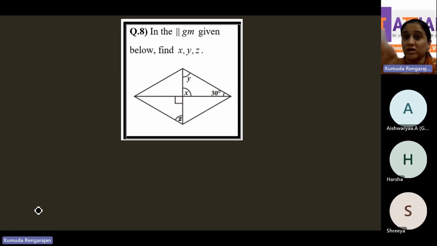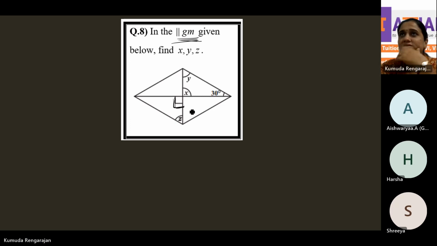So it's a rhombus now. All the sides are equal. Why is it a rhombus? Because it's given it's a parallelogram, and to top that up, we also have the diagonals meeting at right angles. So both put together, it should be a rhombus. That happens only in a rhombus. Now find x, y, z.